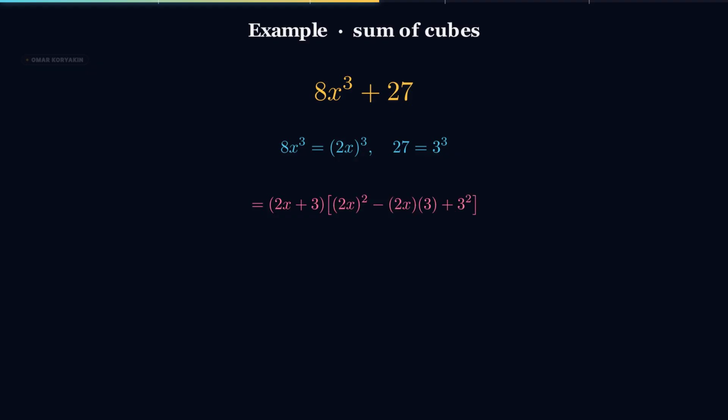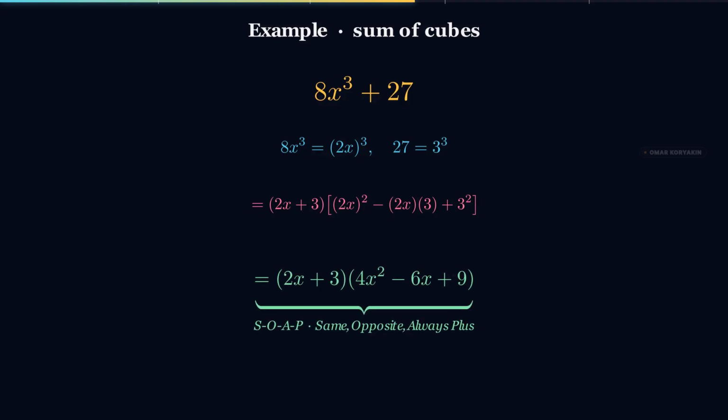Apply the sum of cubes pattern with a equals 2x and b equals 3. The binomial is a plus b, which is 2x plus 3. The trinomial is a squared minus a b plus b squared, which is 2x squared minus 2x times 3 plus 3 squared. Simplify each term in the trinomial. 2x squared is 4x squared. 2x times 3 is 6x. 3 squared is 9. So the factored form is 2x plus 3 times 4x squared minus 6x plus 9. So SOAP confirms it: same sign, opposite sign, always plus.